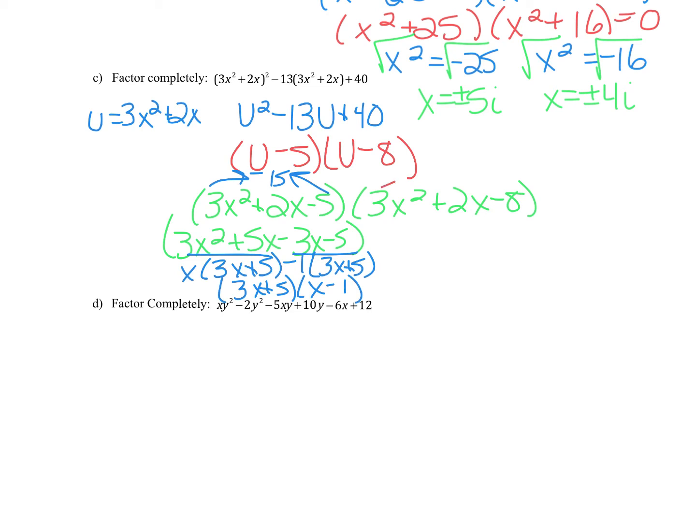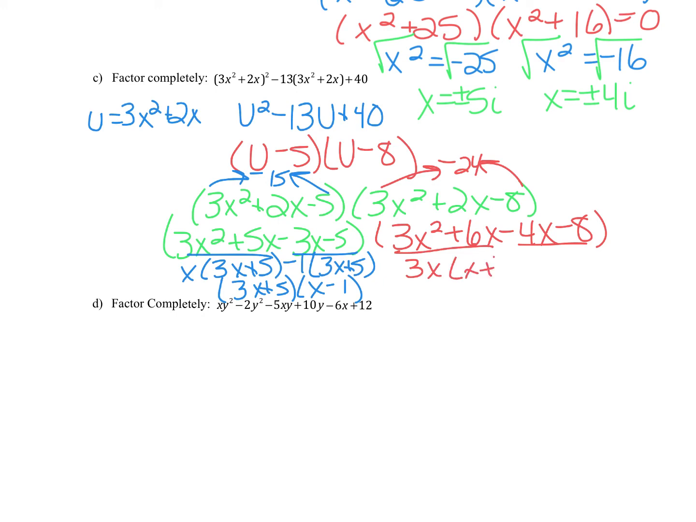On the other side, factors of negative 24 that add up to 2 would be 6x and negative 4x. And then grouping, we would have 3x times x plus 2, negative 4 times x plus 2, and then we would get x plus 2 and 3x minus 4.